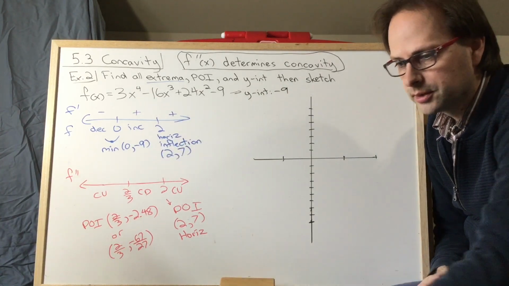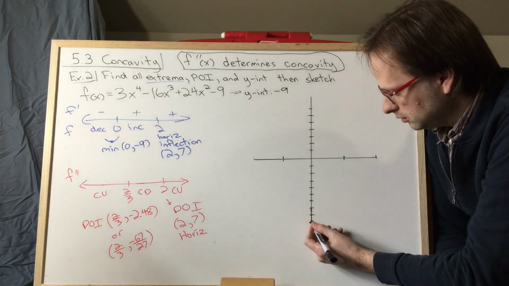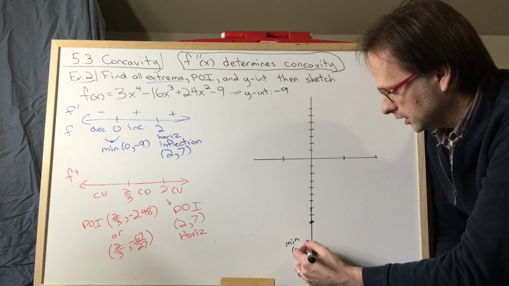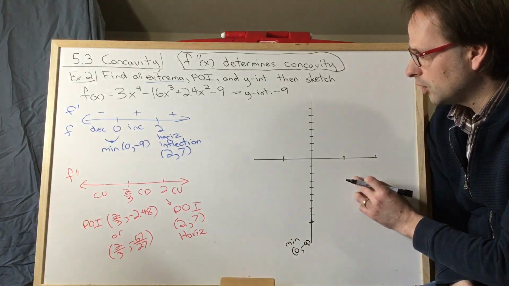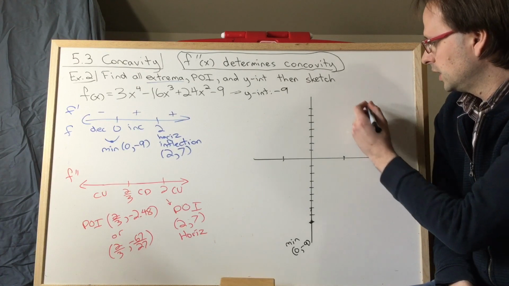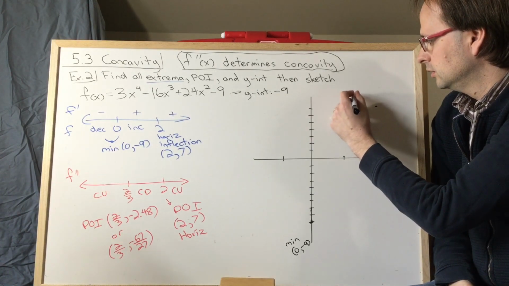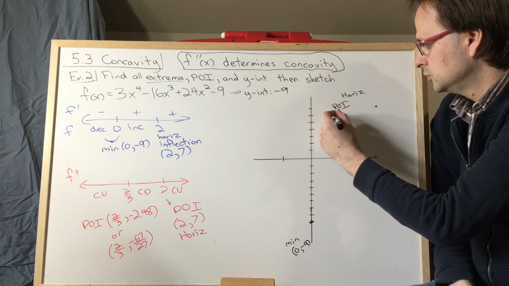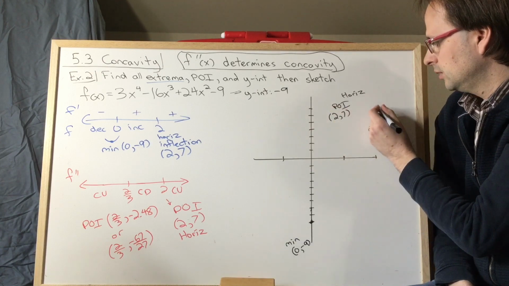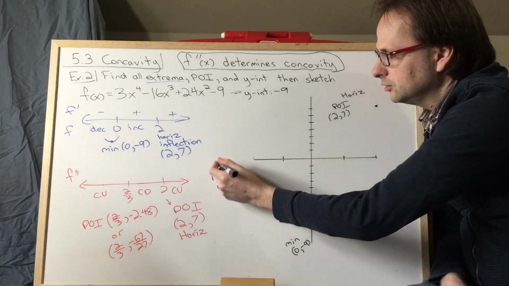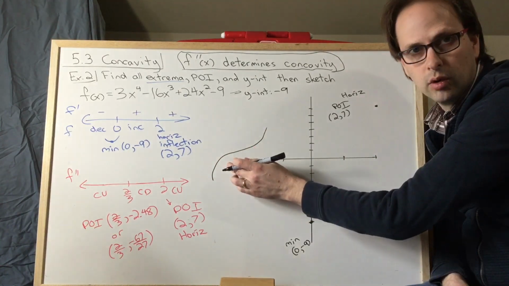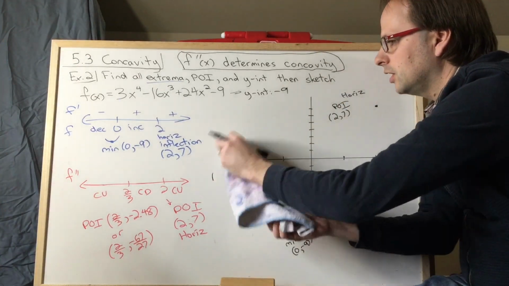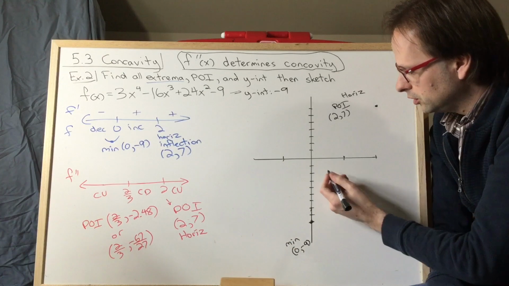So let's just sketch this thing. What I'm going to have is this min right here. I'm going to write it, min of 0, -9. I'm going to have a horizontal inflection right here, so horizontal POI at 2,7. Yeah, right there. And again, that just means this kind of shape, where it goes momentarily horizontal, but it doesn't change direction. Lastly, I have this other point of inflection, which happens at 2/3, -2.48.